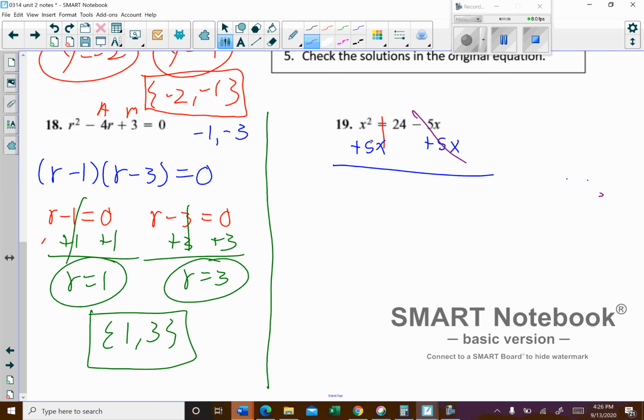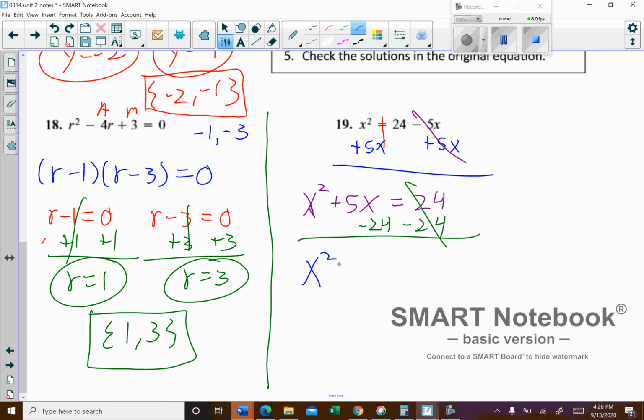Those are not like terms. Do not try to add them together, okay? We've talked about this before. So leave it as x squared plus 5x, and then on the right side, I still have a 24, okay? And then my next step will be to go ahead and subtract 24 from both sides. So subtract 24, subtract 24, that cancels out. So we're going to get x squared plus 5x minus 24 equals 0.